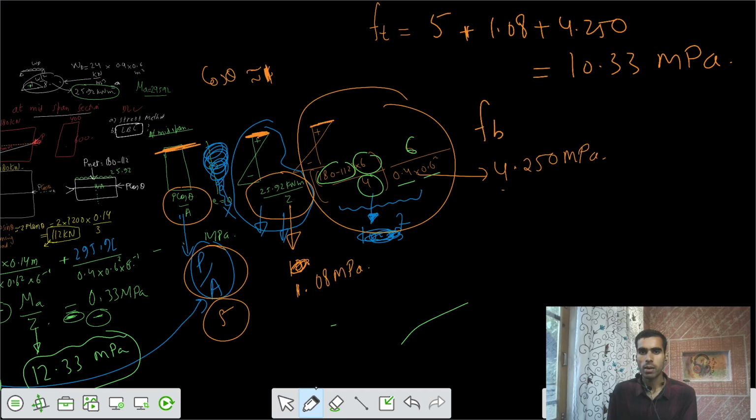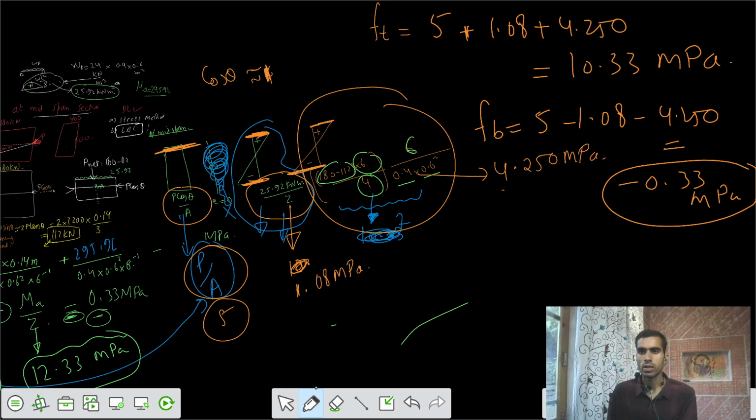And calculate the FB, stresses at the bottom. That is 5 minus 1.08, negative, and this is also negative, so minus 4.250. So that is equal to this minus this. So that's minus 0.33 megapascals. So this one and this one.